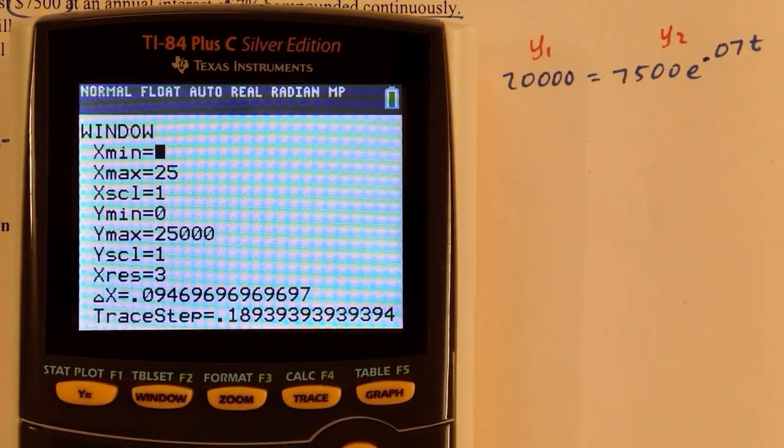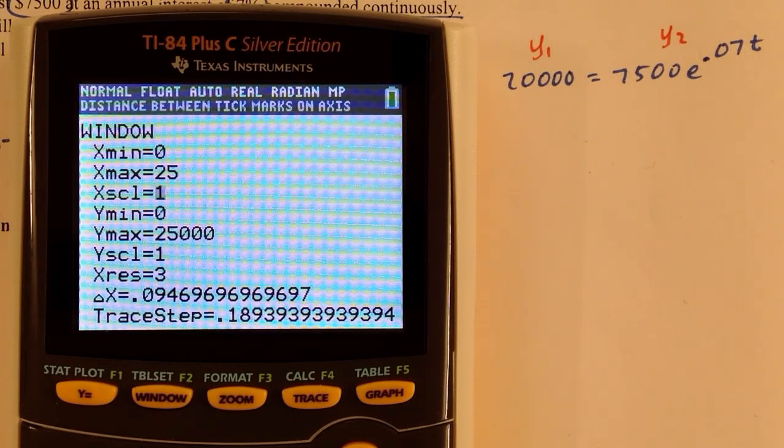So the window, we want to adjust the window. Make sure you adjust yours the way you see it on my calculator. Since the X value on the calculator represents time, time can't be negative, so we're going to start the X min, the domain for the X. The X min is 0. The X max, we're just going to go up to 25 years. We'll see, just get a good window there for the time.